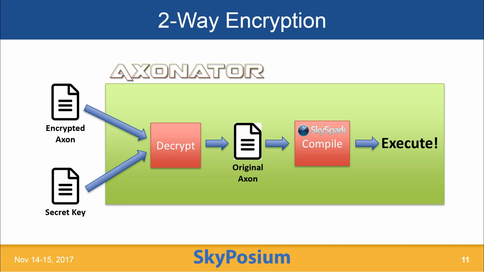Now, when a customer runs a Cloud Counter Axon function, they retrieve the secret key from the StackHub license file and pass it, along with the encrypted Axon code, to Axonator. Axonator reconstitutes the original Axon source code and passes it into SkySpark, who compiles and executes it.